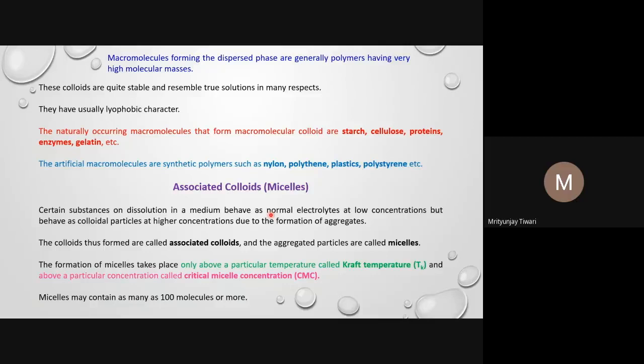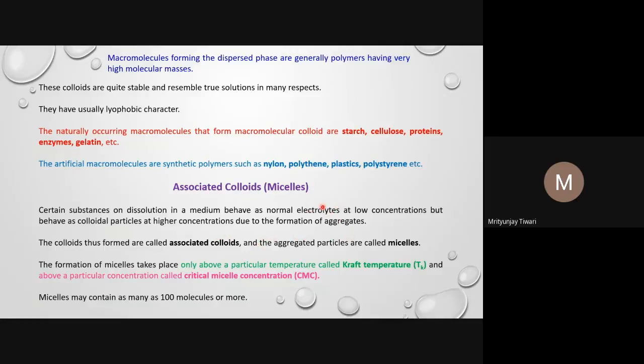But once they are there in a certain concentration, they will now start aggregating. They will start getting associated, and so they will form the associated colloids. And usually, we know the surface active reagents like the soaps and detergents form this kind of associated colloids, and these are also called micelles, as you can see here. So certain substances on dilution in a medium behave as a normal electrolyte at low concentrations, but behave as colloidal particles at higher concentrations due to formation of aggregates.